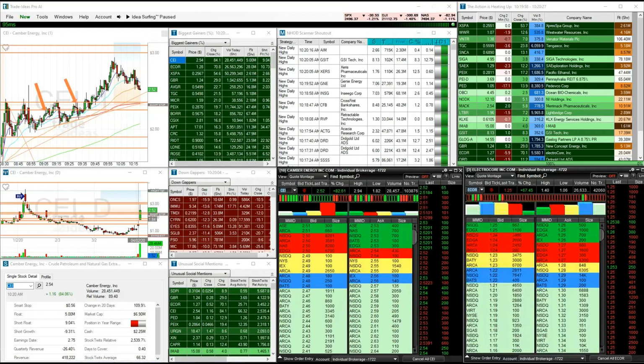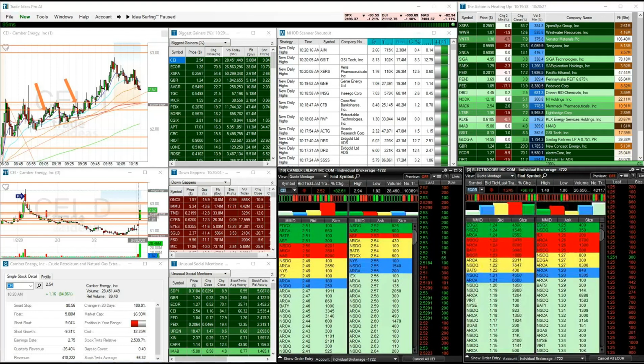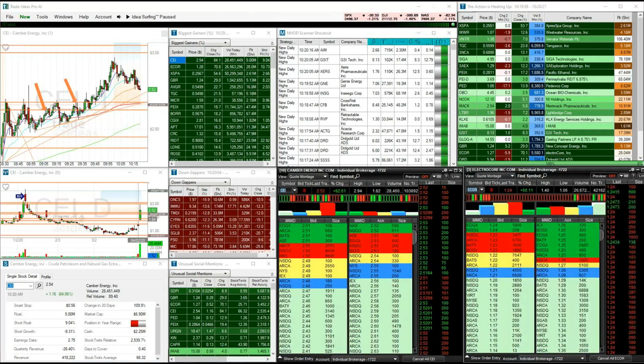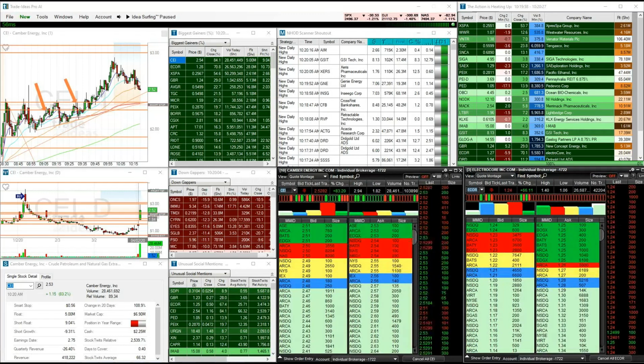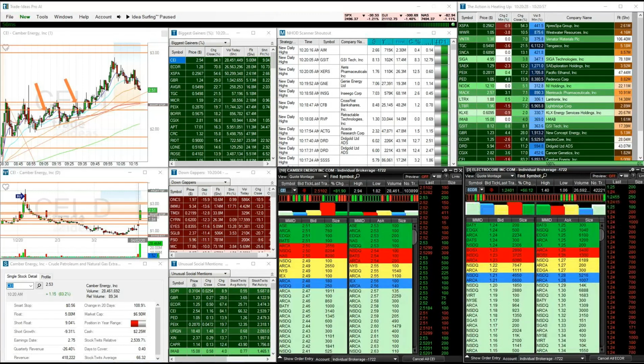And D-Money is saying be cautious on CEI. He might be throwing in his 500 shares on the short side, so he might be tipping the scales there. That was a joke, by the way.